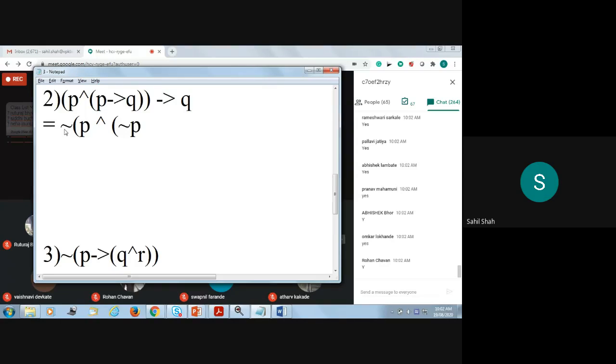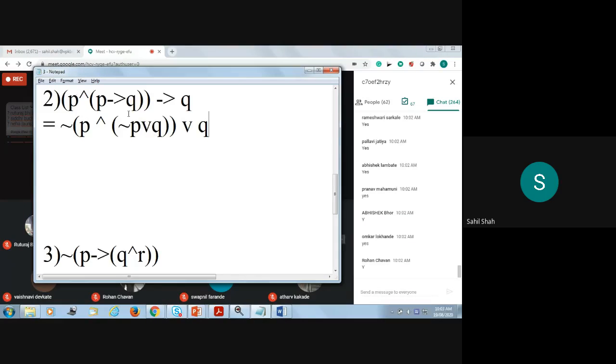Negation of P or Q. Are you getting this step, how it comes to be? What is law number 18? P conditional Q is equivalent to negation P or Q. So P conditional Q is replaced by negation P or Q.